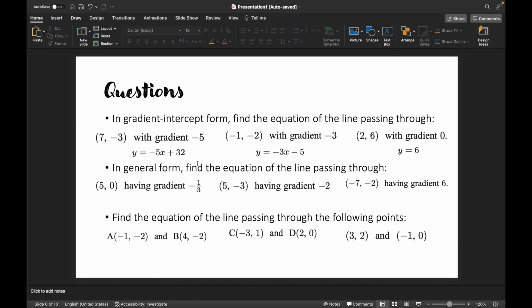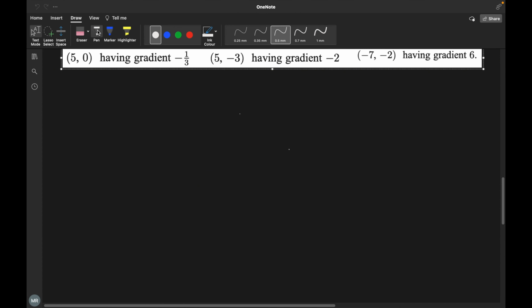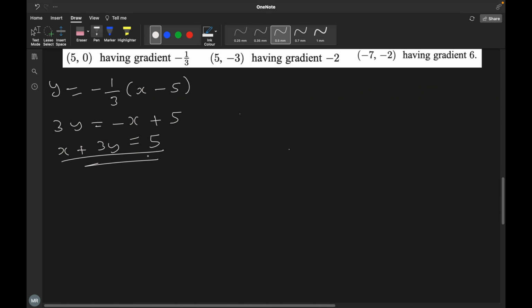So we have to find in general form, which is ax plus by equals c. So now let's use the same formula as in the start. So that will be y minus 0. So let's just leave that. And then negative 1 by 3 into x minus 5. Let's cross multiply. So that will be 3y equals negative x plus 5. So x plus 3y equals 5. That's the answer to the first one.